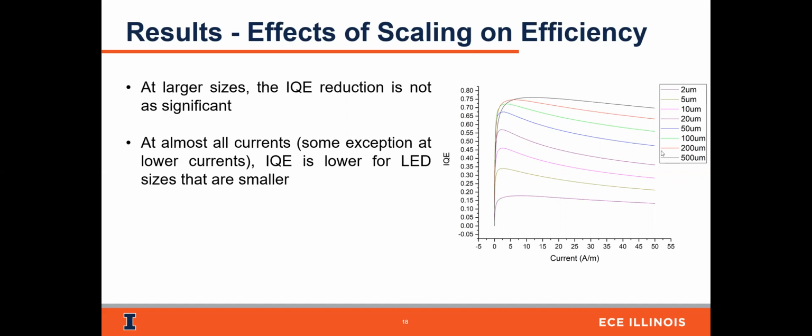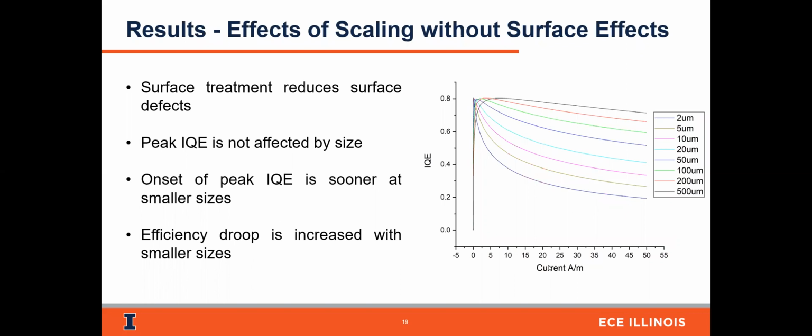But as you keep decreasing the size to below 50 micrometer, you can see a significant reduction in the peak IQE. Every time you decrease the size roughly by half, your peak IQE decreases by about 10%. And this result shows the current density as a function of IQE.